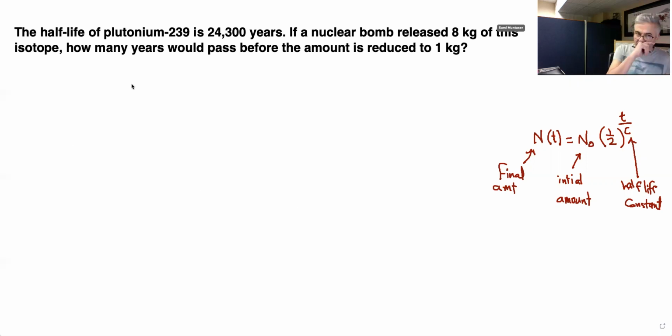So let's read this question together. The half-life of plutonium-239 is 24,300 years. If a nuclear bomb released 8 kilograms of this isotope, how many years would pass before the amount is reduced to 1 kilogram?